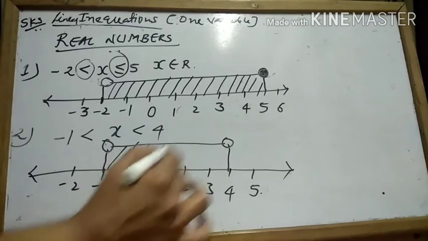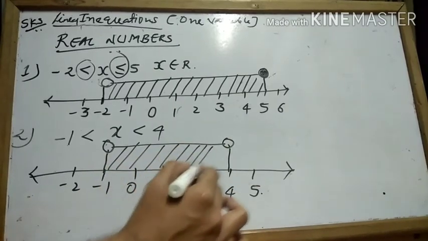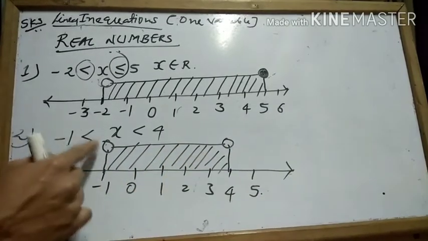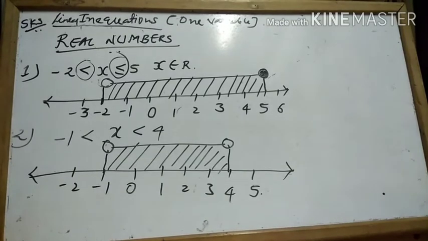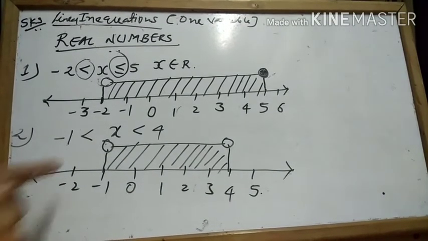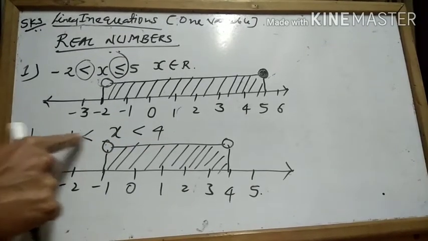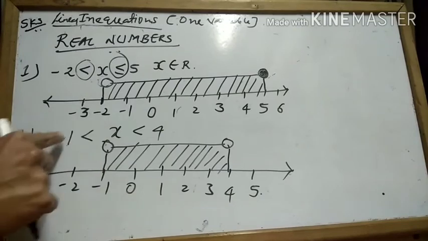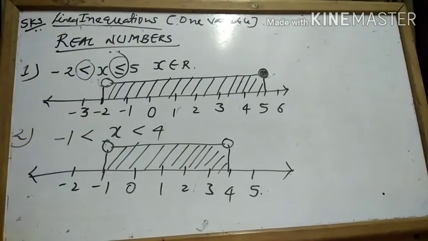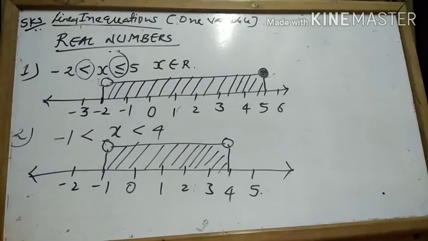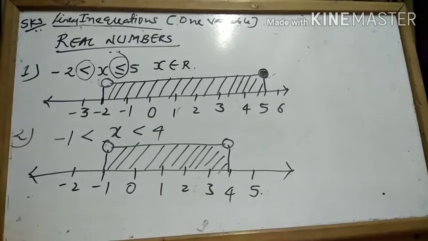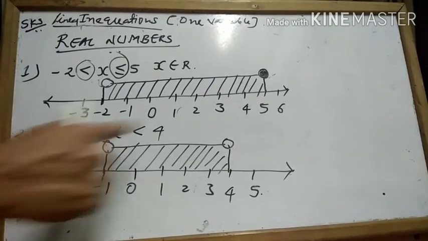This entire part will be shaded. And now I have to decide whether any of the lollipops or both will be shaded or not. In this case, none of the lollipops will be shaded because here it is purely less than: -1 is less than x, and x is less than 4. So I hope this part is pretty clear to you, how to make the lollipops.